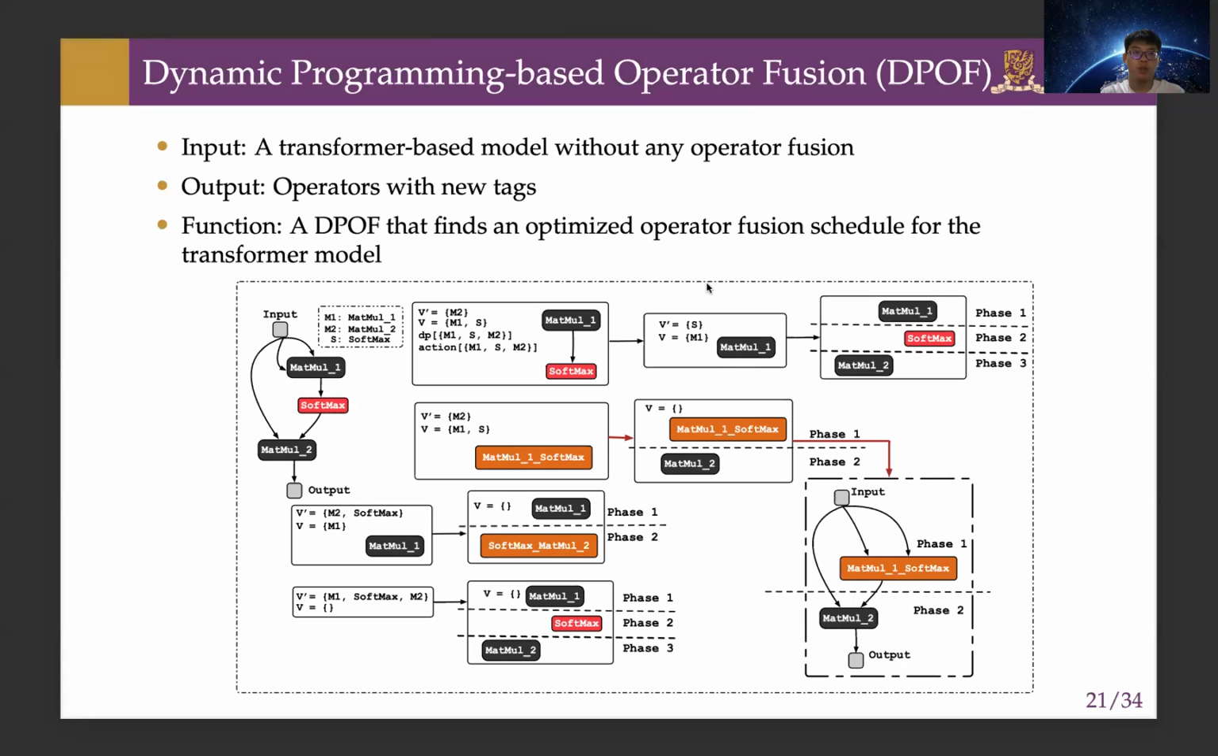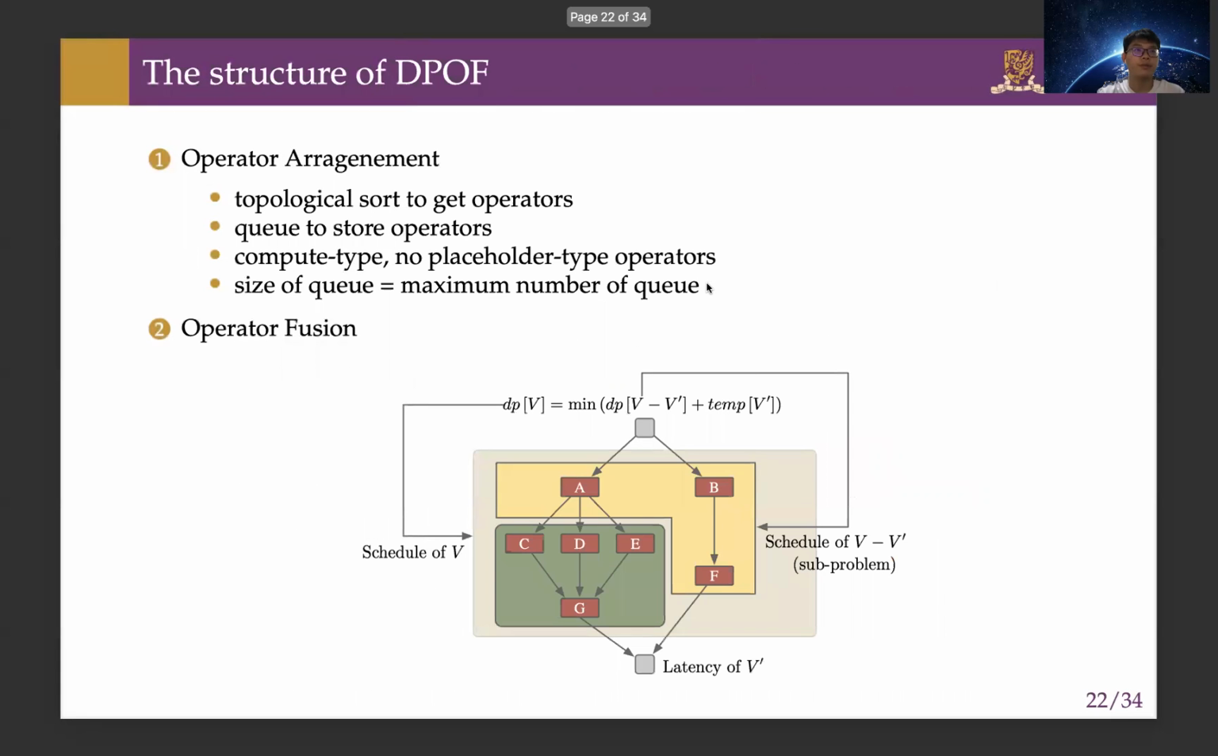The difference between the first condition and the second condition is whether matrix multiplication 1 and softmax operators are executed in the same phase or not. In the third condition, set V only has matrix multiplication 1. After the dynamic programming algorithm, we can get the final state that matrix multiplication 1 and softmax operators are fused into one phase. Matrix multiplication 2 is executed in another independent stage.